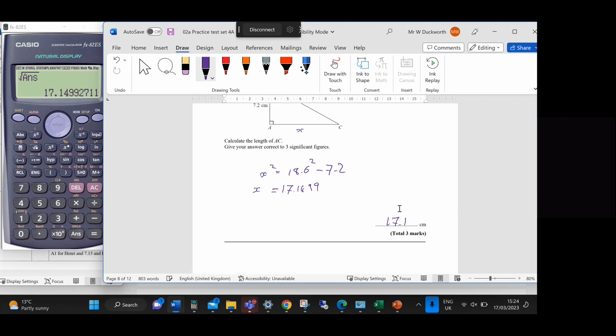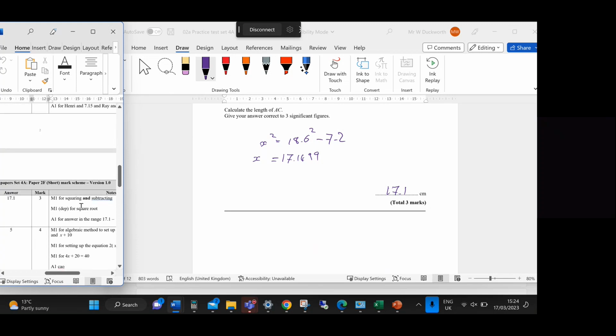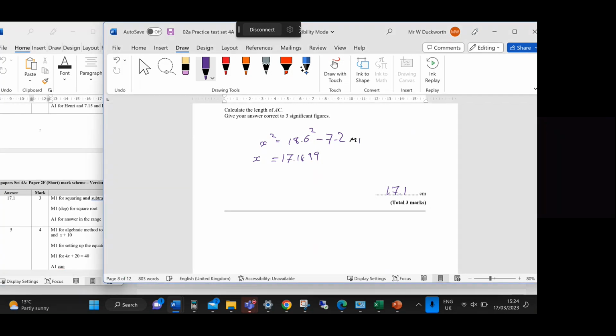Is that the only one on the page? It is. So what does the mark scheme say? The mark scheme says 17.1. So we've got square, square, and subtract. That gives you the M1 mark. Oops, a daisy. That gives you the M1 mark. And then square rooting gives you the second M1 mark and giving us 17.1.